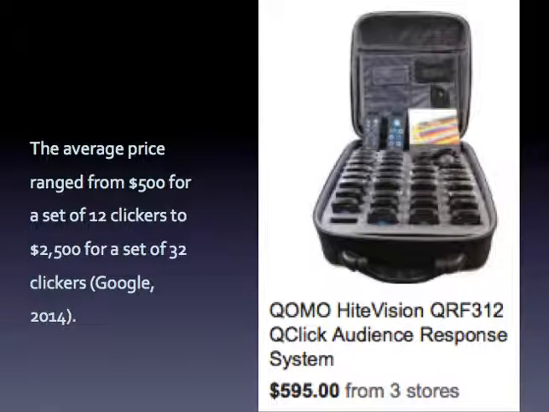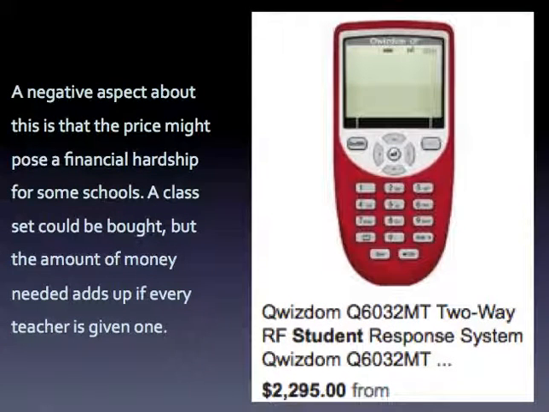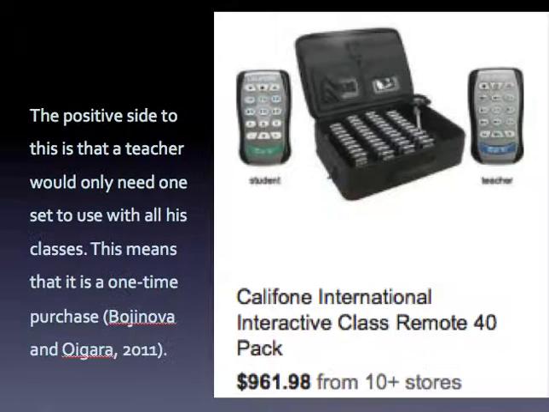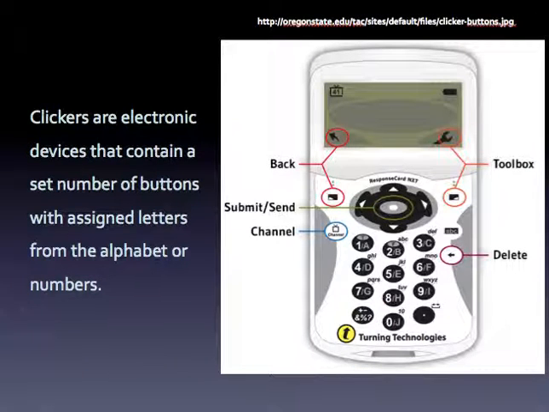The price varies depending on the company and the number of clickers. The average price ranged from 500 for a set of 12 clickers to 2,500 for a set of 32 clickers. A negative aspect about this is that the price might pose a financial hardship for some schools. A class set could be bought, but the amount of money needed adds up if every teacher is given one. The positive side to this is that a teacher would only need one set to use with all his classes. This means that it is a one-time purchase.